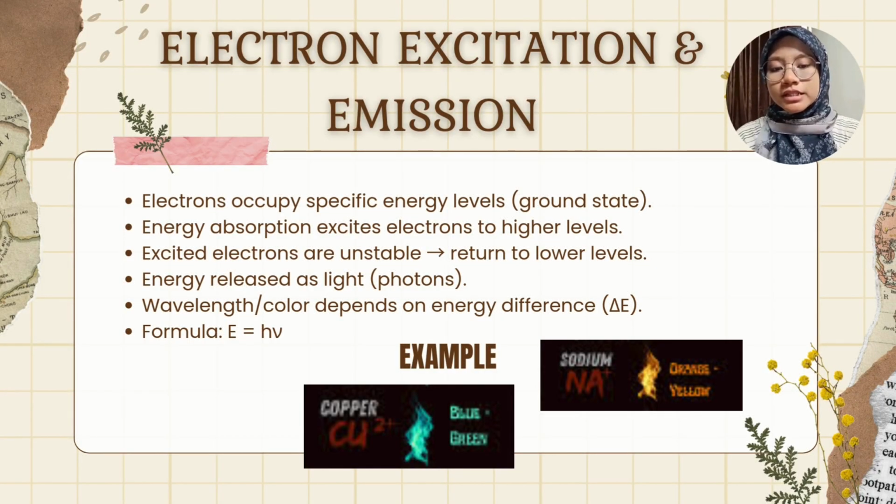Electrons in an atom normally stay in their lowest energy level, called the ground state. When we add energy, such as heating a metal salt in a flame, the electron absorbs this energy and jumps to a higher energy level and becomes excited. These electrons are unstable, so they soon fall back, releasing energy as light. The color of this light depends on the energy difference between levels. For instance, sodium emits yellow light because of the specific energy gap in its electrons.